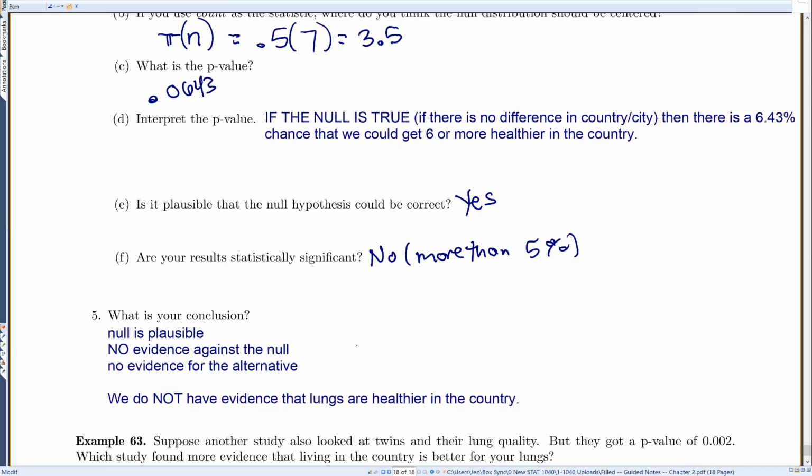Is 6% really close to 5%? Yes, we're really close. So they should probably just go do another study, go try again, get a bigger sample size, and they might actually find evidence that the lungs are healthier in the country. But we didn't find that much evidence here, but we did only have a sample size of 7.